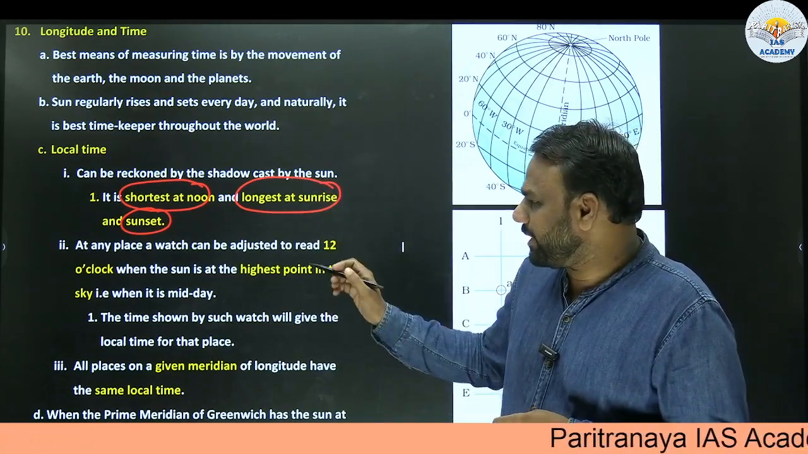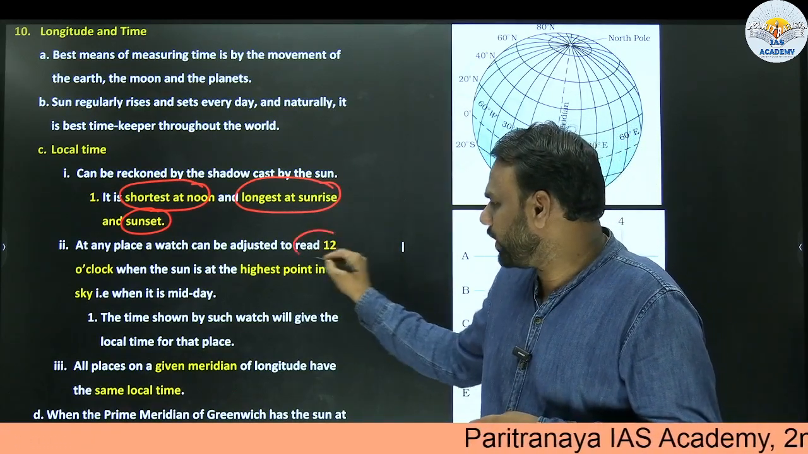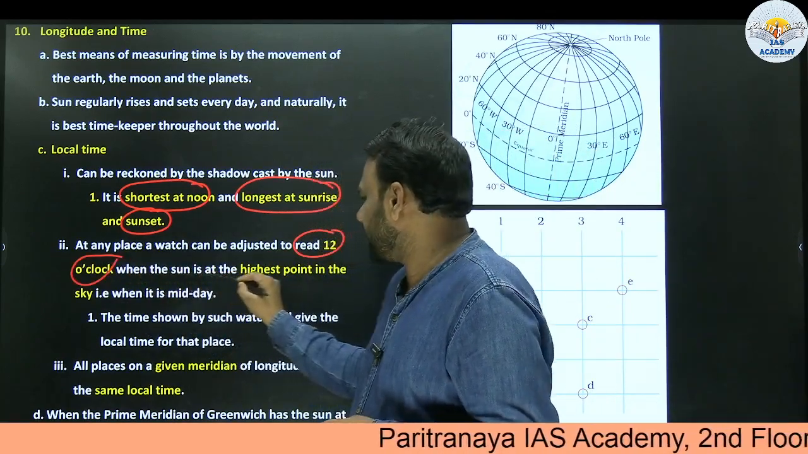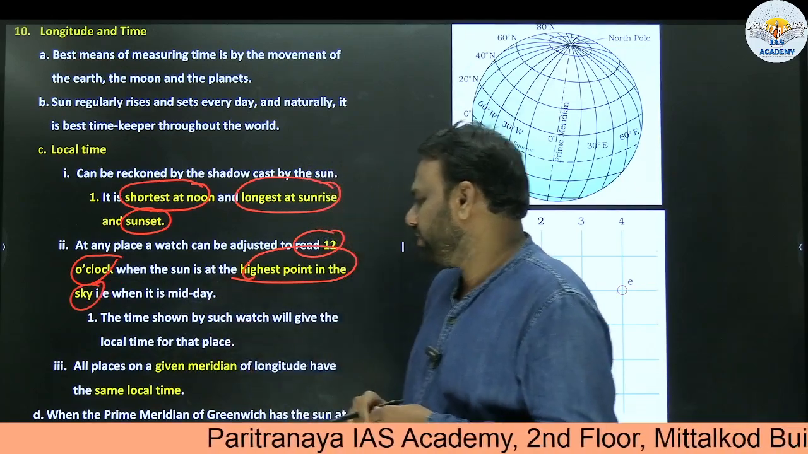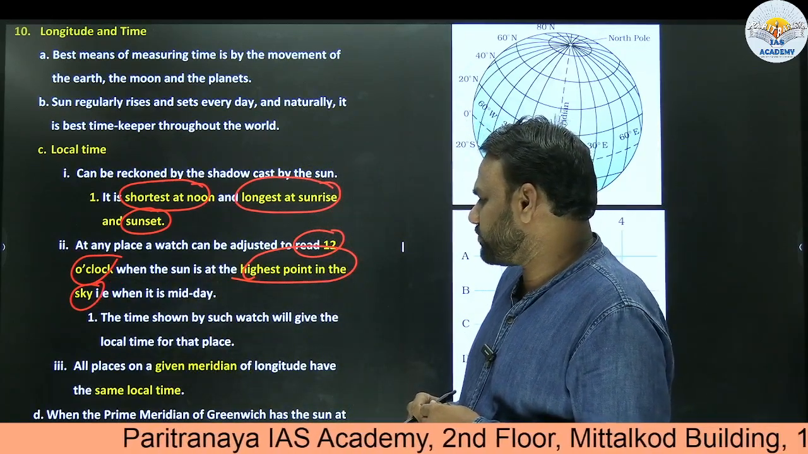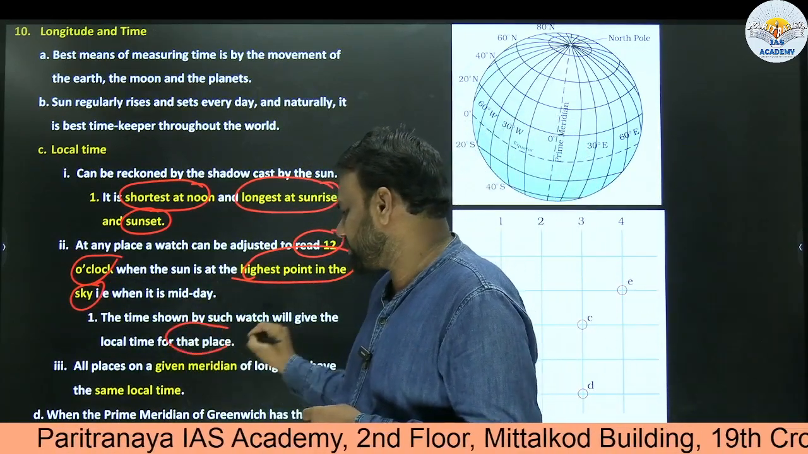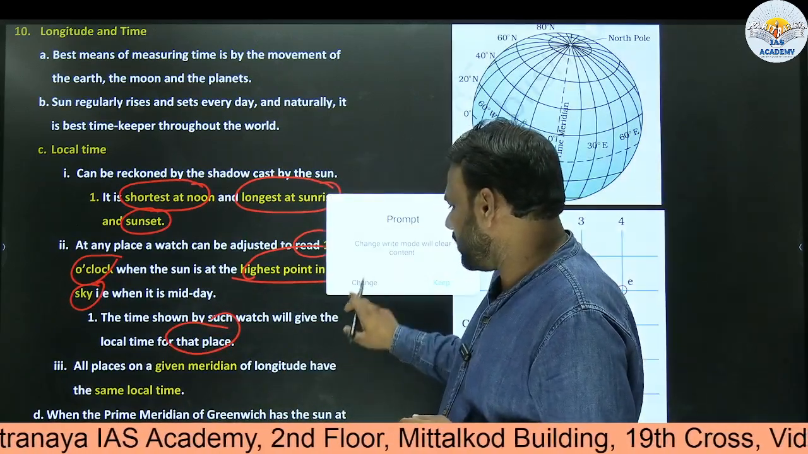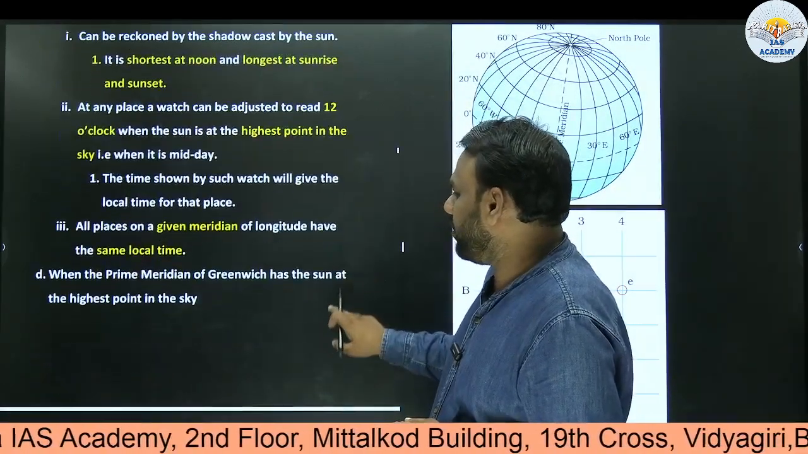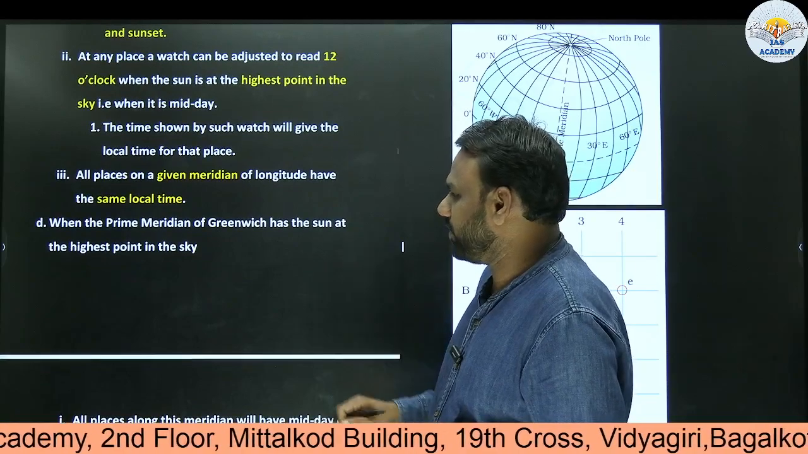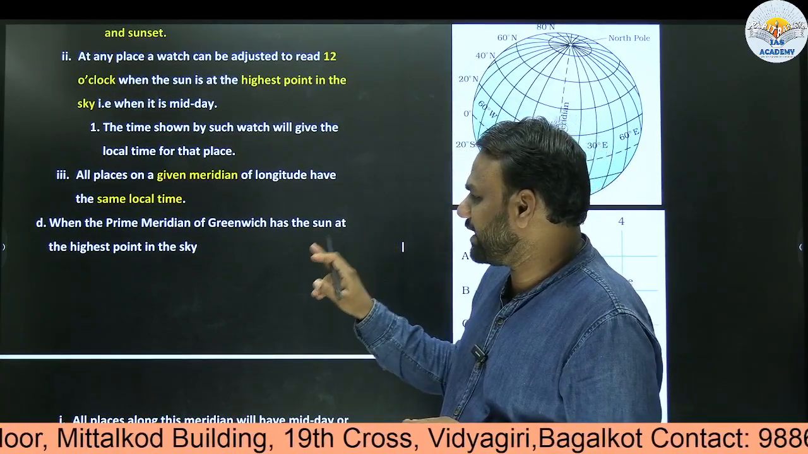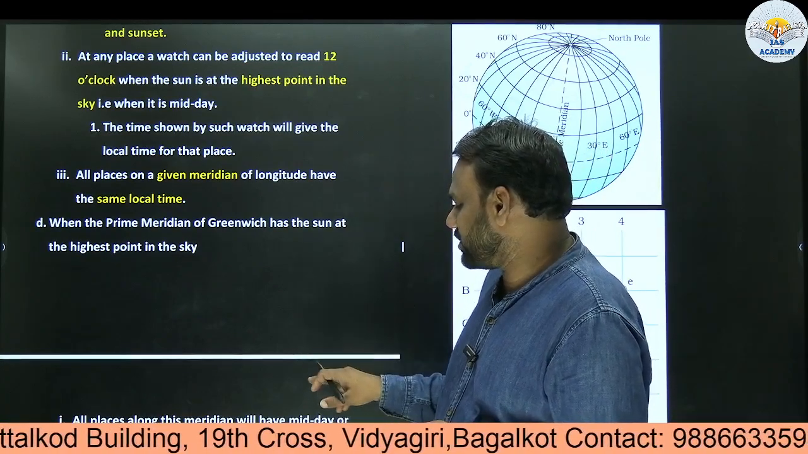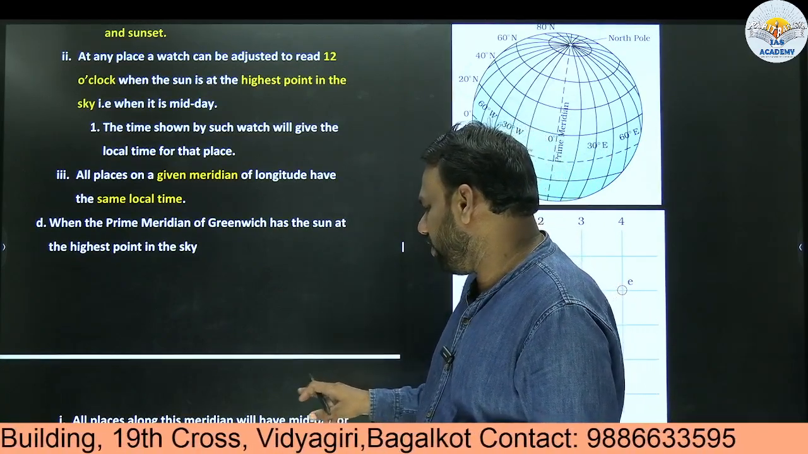For example, at any place, a watch can be adjusted to read 12 o'clock when the sun is at the highest point in the sky. That is when it is midday. The time shown by such a watch will give the local time for that place. All places on a given meridian of longitude have the same local time. So if the prime meridian of Greenwich has the sun at the highest point in the sky, all places along this meridian will have midday or noon.